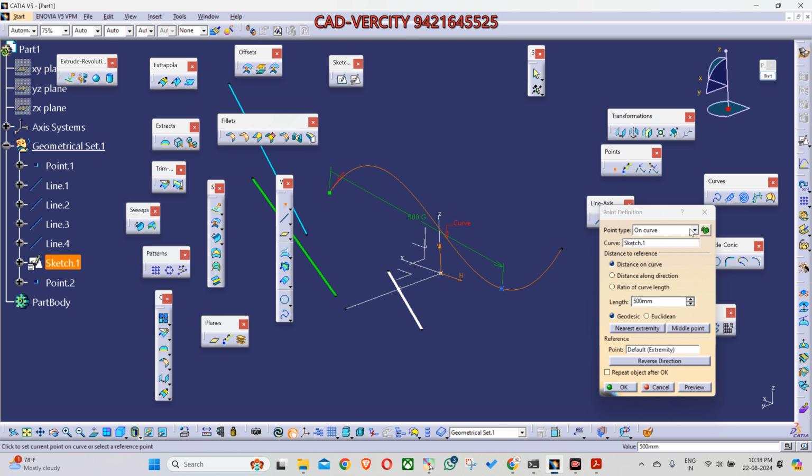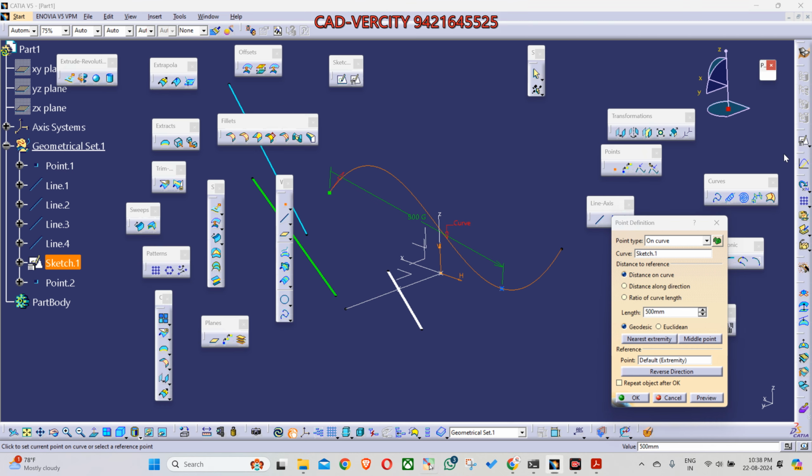Okay, sir. See, there are multiple options. We will discuss this later. There are distance from curve options: distance from curve, distance along the direction, and the ratio on the curve length. What is the ratio on the curve length? Any logical answer?